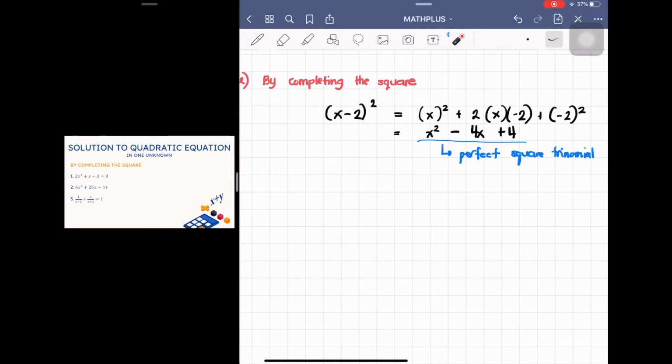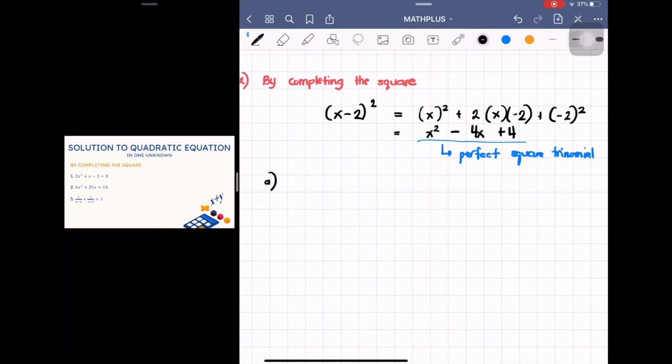So if the trinomial that you have cannot be factored, you cannot find out how to factor it, and you know it is not a perfect square trinomial, then what we can do is complete the square so that it becomes a perfect square trinomial. So to do that, let me show you the first example.